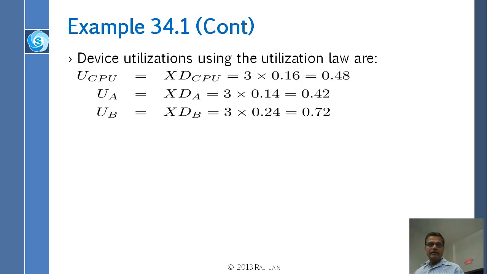So we move on, and now given that we know the D's and U's and so on and so forth, we can calculate the utilizations of the devices, and we can see that device B is the bottleneck in this case.